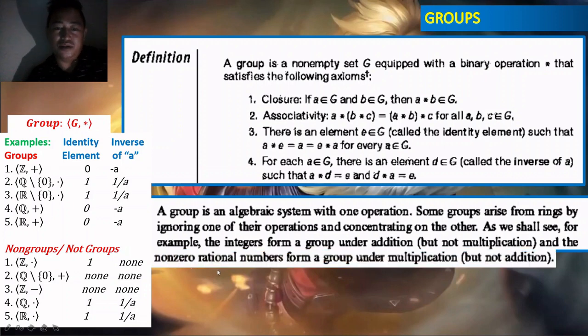So non-zero rational numbers form a group under multiplication but not addition. So the non-zero rational numbers, that is, the rational numbers minus the zero, under multiplication, this product, but not in addition. So it is not a group under addition, class. Okay? So the reasons for this one, class, is this.